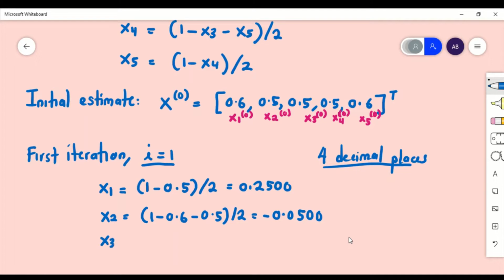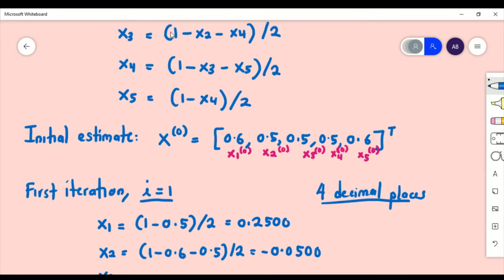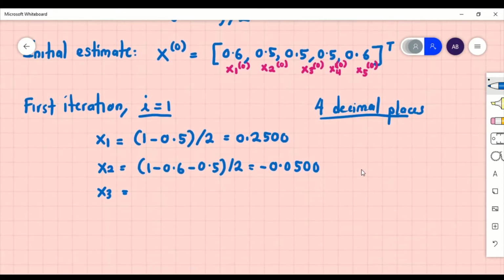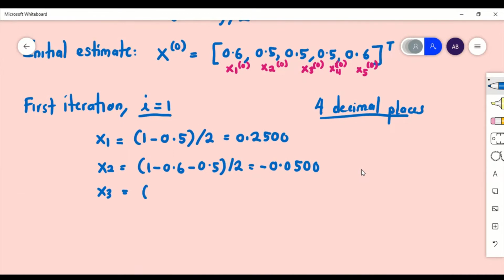And then to find x3, I think you got the pattern now. We need to look at 1 minus x2, which is 0.5, minus x4, which is 0.5. So 1 minus 0.5 minus 0.5 divided by 2. So this is 0. You can press the pause button and take out your calculator if you don't have one. You need a calculator or any software that you can use to calculate this quickly.